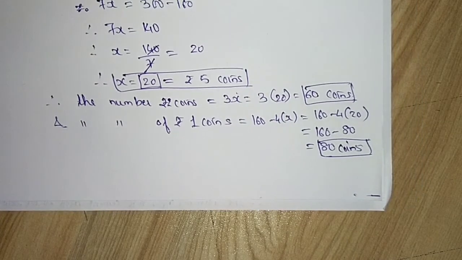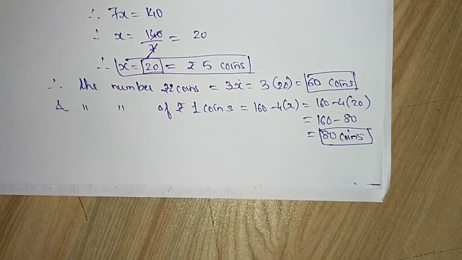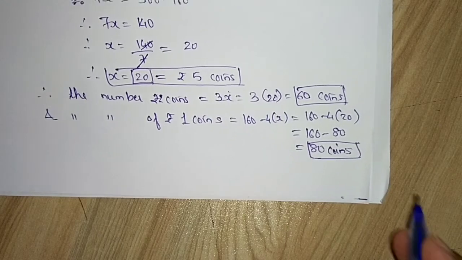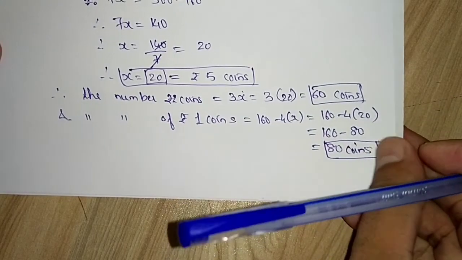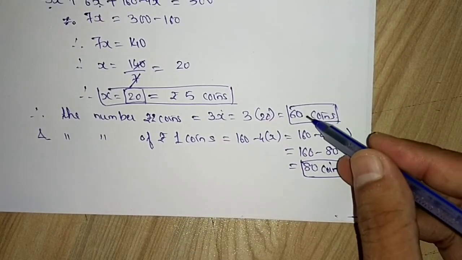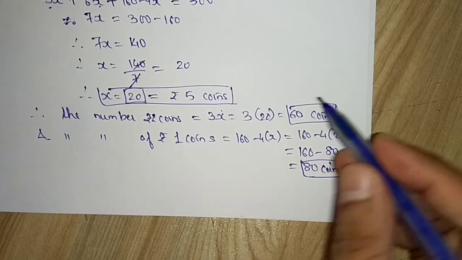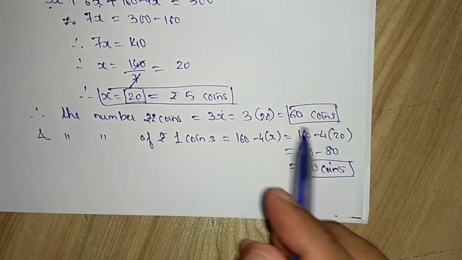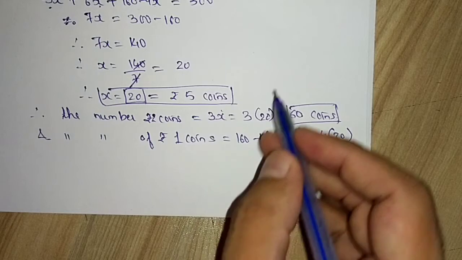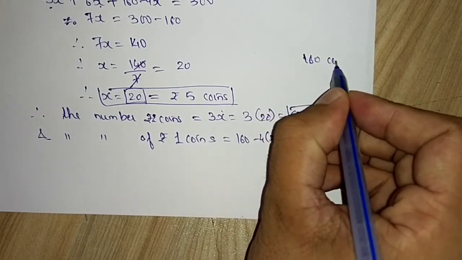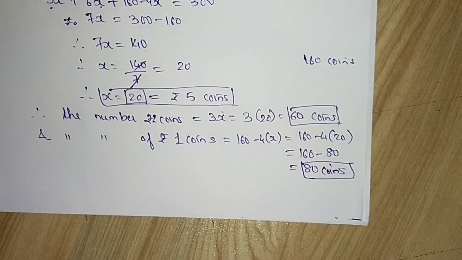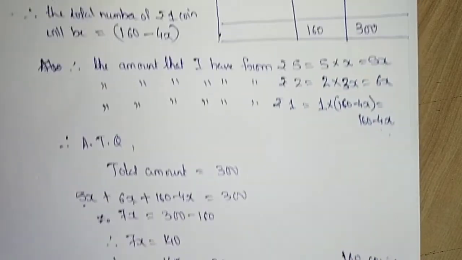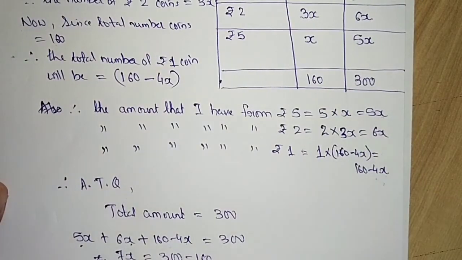Okay, and now let me check if the question we have solved is correct, and for that we have to do the addition of these coins. 60 plus 80 plus 20 will give me 140, plus 20 is 160 coins, which is absolutely right. We were having 160 coins in total.